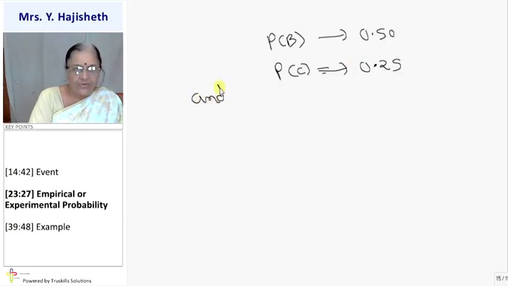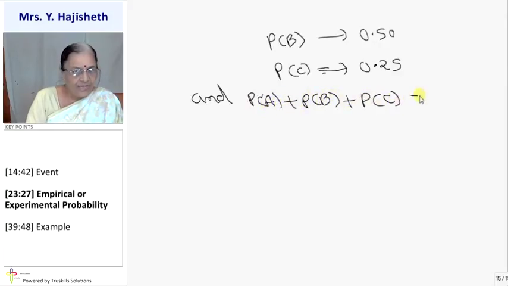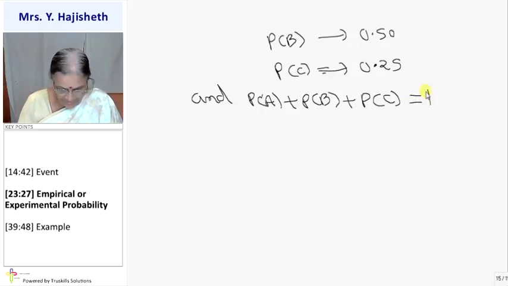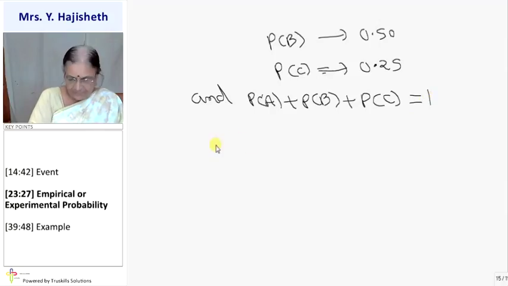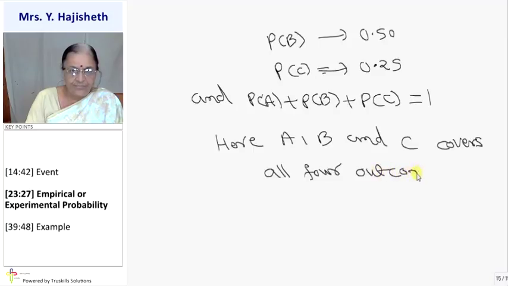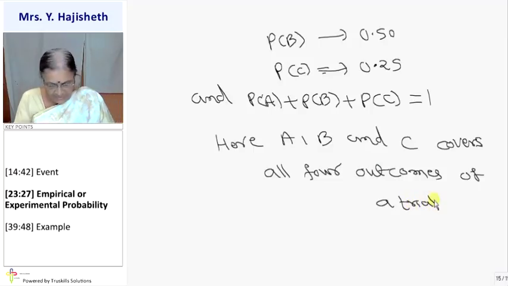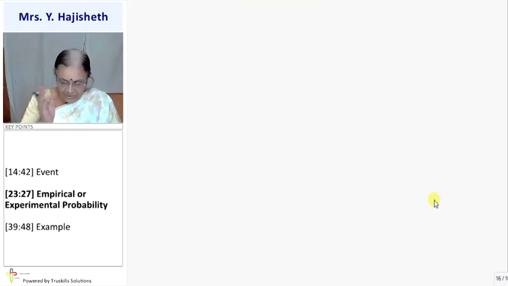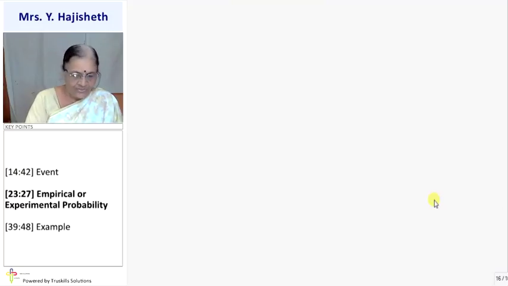And you will observe here also PA plus PB plus PC is 1 because there are only these three possible outcomes. Here A, B and C cover all four outcomes of a trial, okay? Of a trial or of an experiment. So the total is always 1. Total can be 1 if it covers all the outcomes of a trial, okay?